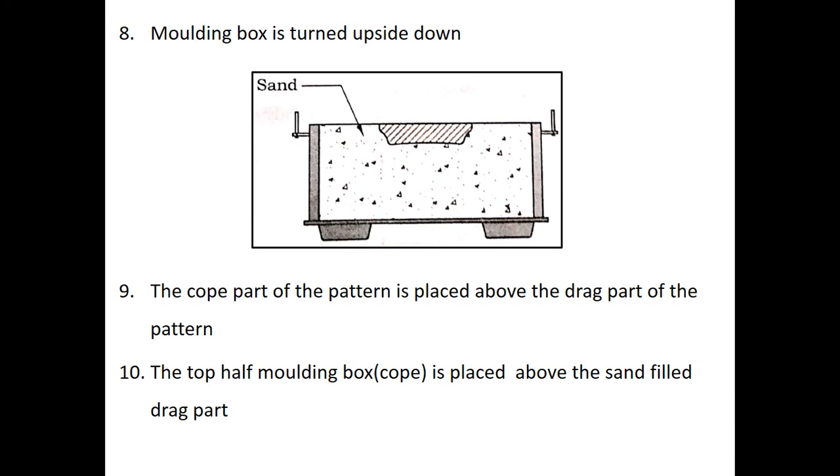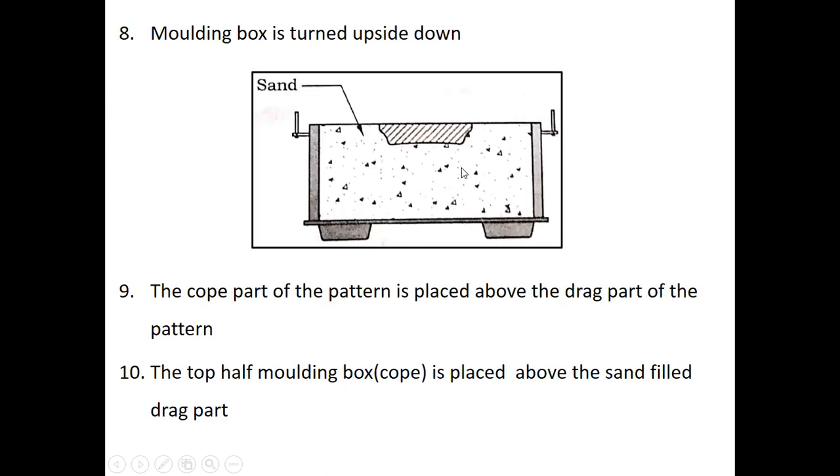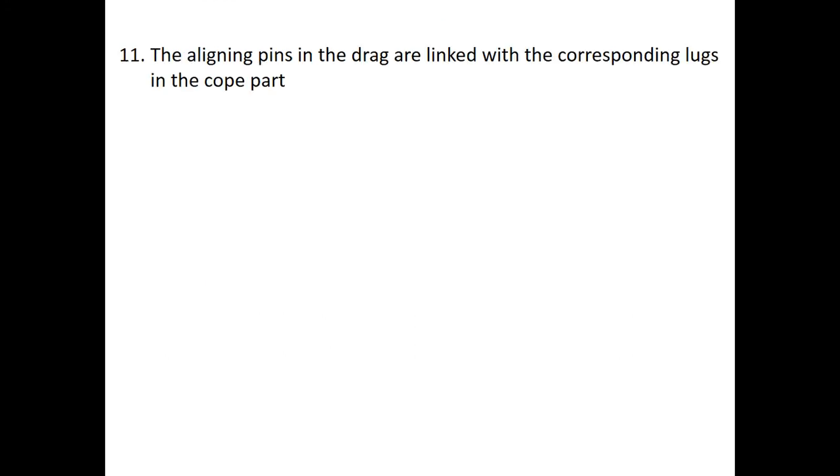Now what you will do? Now the top half molding box, that is the cope, is placed above the sand filled drag part. Now you will get it over here. You can see this. The cope part, the top half molding box, is placed above the sand filled drag part.